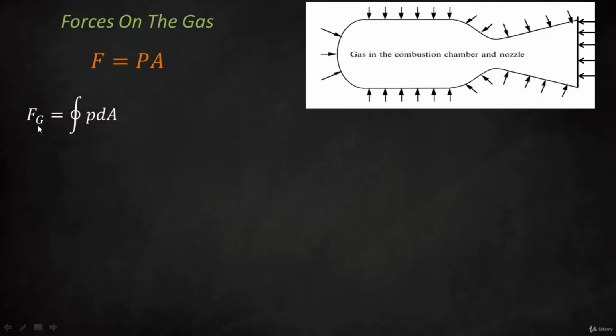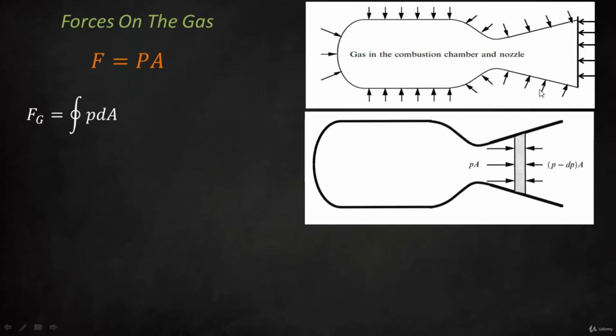And therefore, the force on the gas inside the combustion chamber and the nozzle is of course the surface integral, also known as the contour integral, of the pressure multiplied by the area element dA. So the pressure multiplied by the area element integrated over the complete surface area of the combustion chamber and the nozzle. Now we have to remember that in the real case, the nozzle is not closed, it is open. So we have to evaluate the forces on the gas when the nozzle is open.